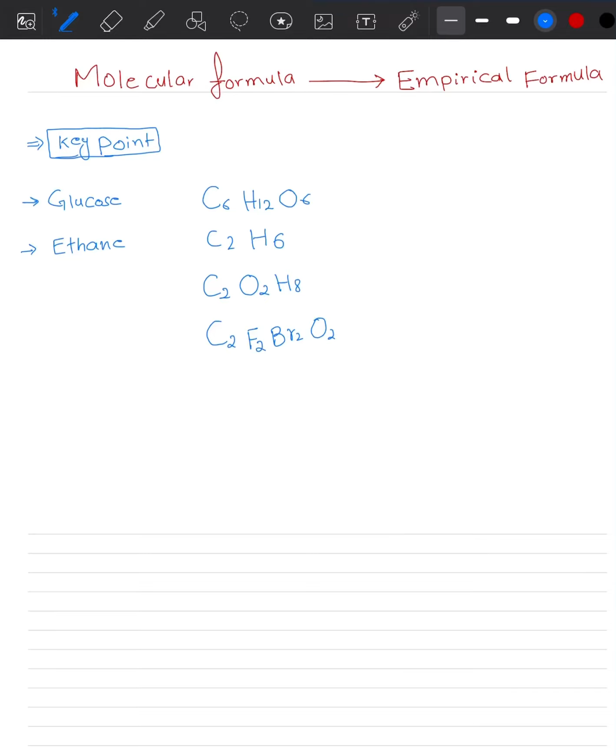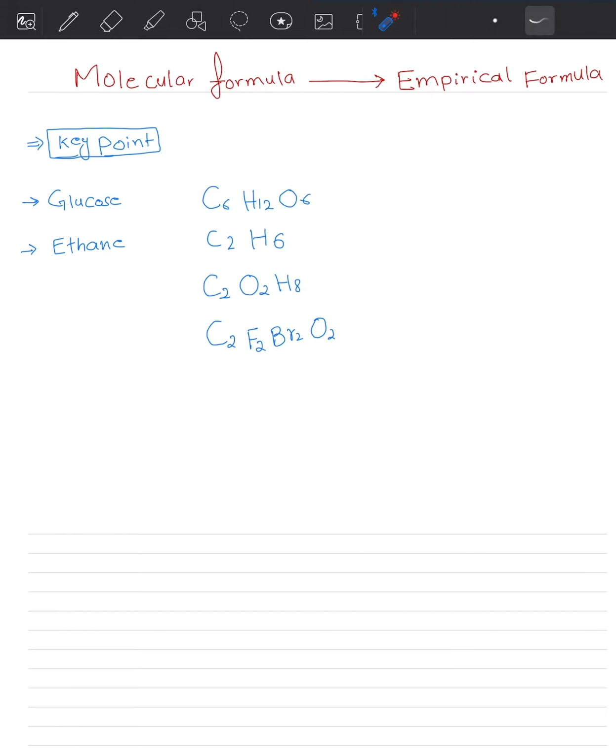In this video lecture, we are going to learn how to change molecular formula into empirical formula. In the last video, we covered what is empirical formula and what is molecular formula. In this video, we are going to learn how, if the molecular formula is given, we change it into empirical formula, and if the empirical formula is given, how we change it into molecular formula. So first we will learn how to change molecular formula into empirical formula.